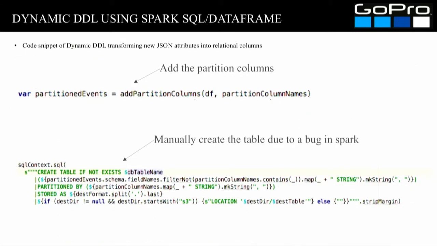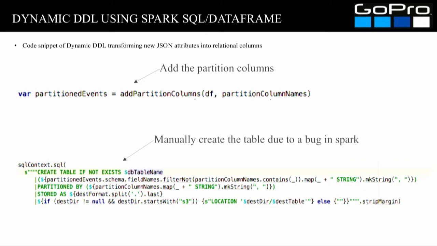So like I said, we use Spark SQL and the Spark DataFrame API. So the first thing we need to do is add a partition column. This has nothing to do with the dynamic DDL, but it's a good practice for preparing the data, because when your data keeps growing, you always want to partition your data.